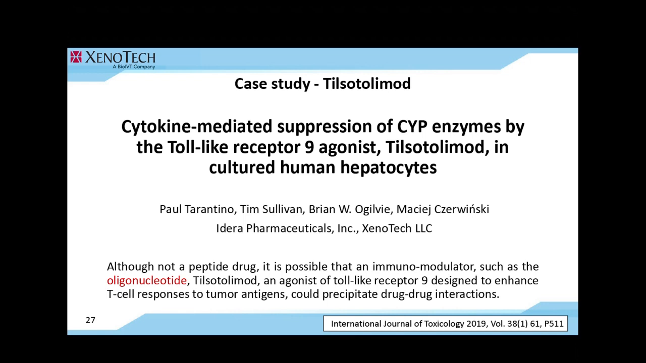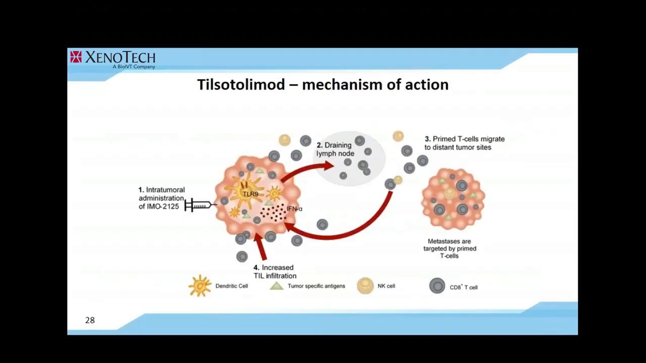The premise of the study was that, although not a peptide drug, it is possible that an immunomodulator, such as the oligonucleotide tilsotolimod, an agonist of Toll-like receptor 9, designed to enhance T-cell responses to tumor antigens, could precipitate drug-drug interactions. Tilsotolimod is intended for intratumoral injections.